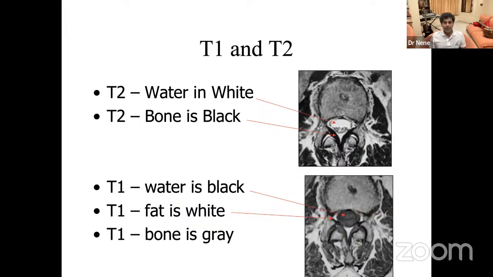I'm assuming that most of you know what T1 and T2 are. These are just spin sequences of the magnet. In a T2, you get a better contrast because it's black and white, while in a T1, you get a lesser contrast, which is gray and black. So more contrast is T2. Mostly, you should first learn to read T2 images because they're much easier to read. Water looks white and bone looks black.